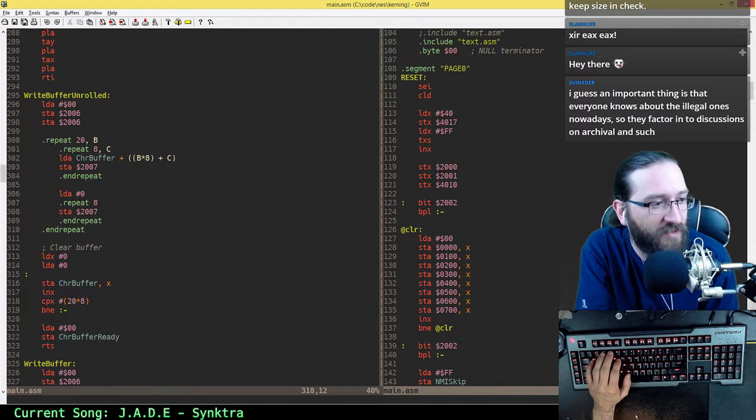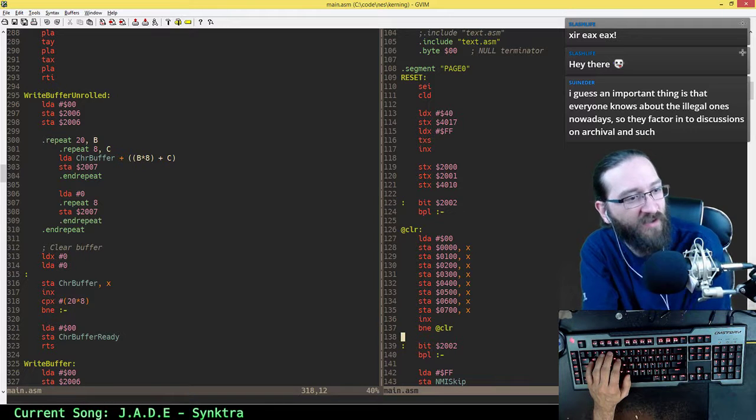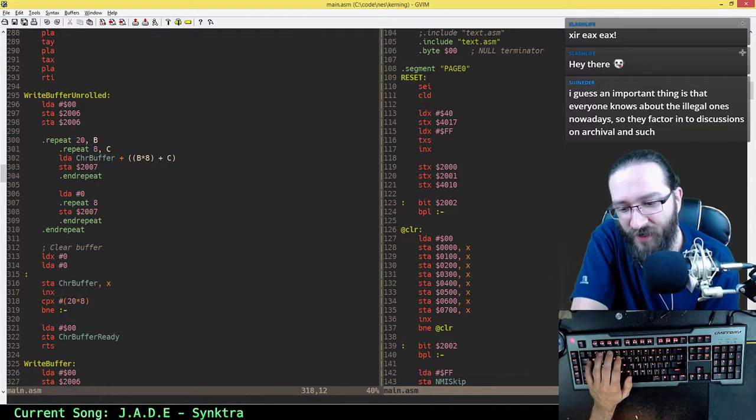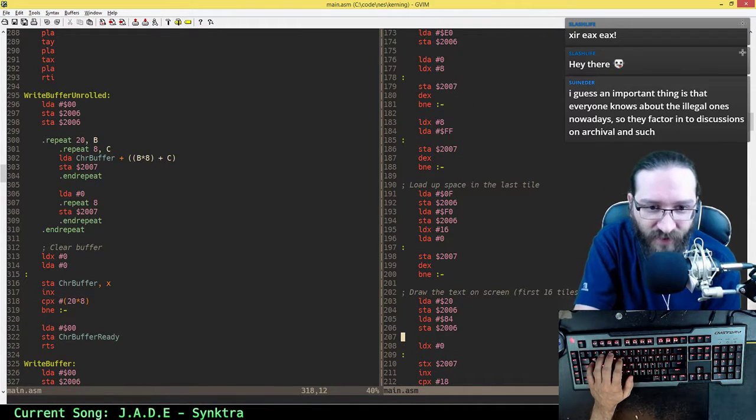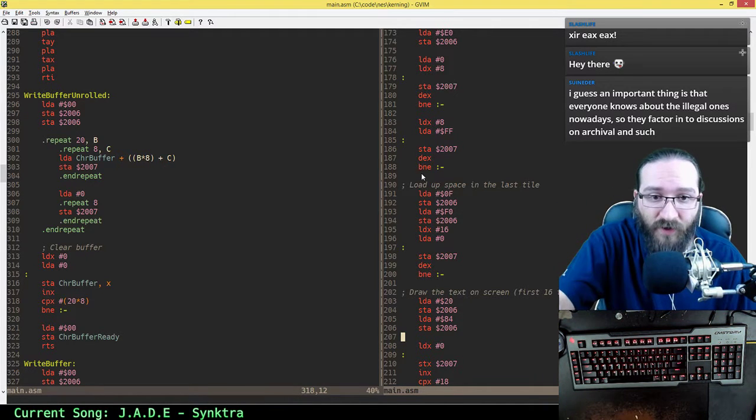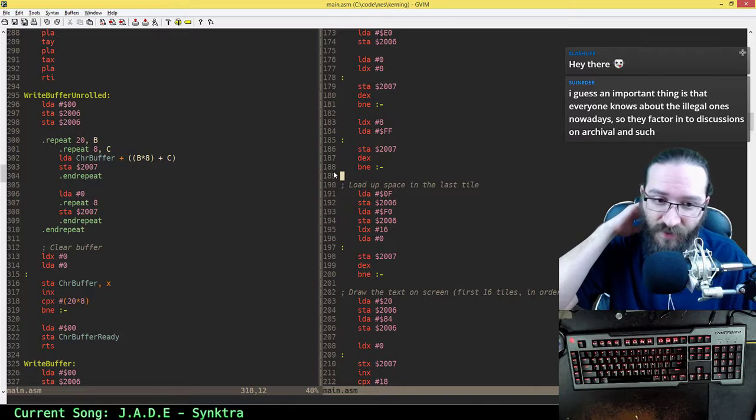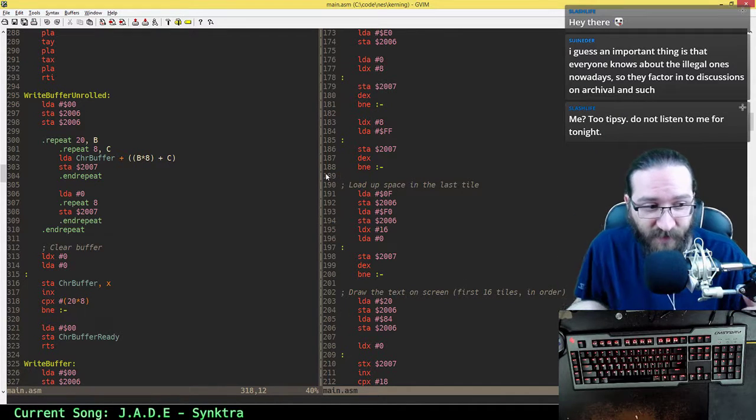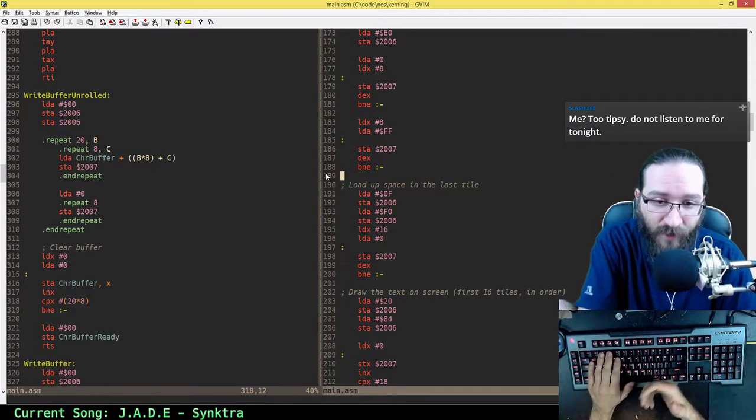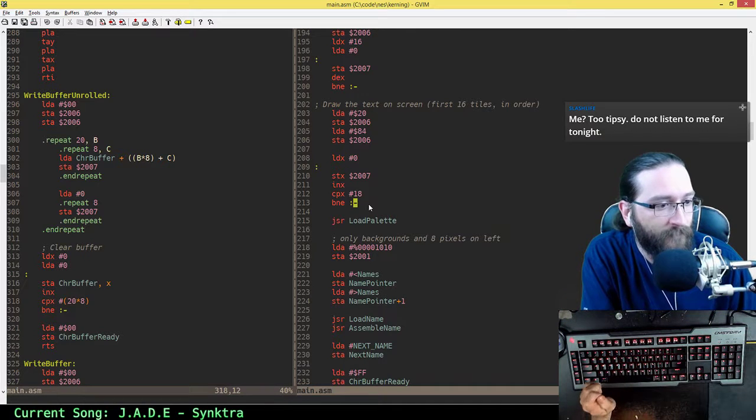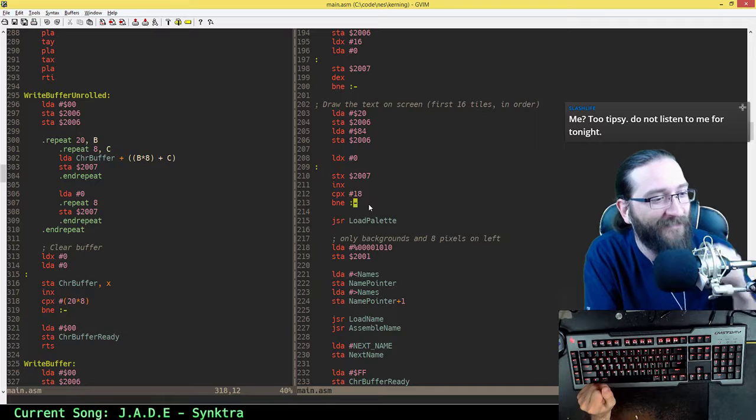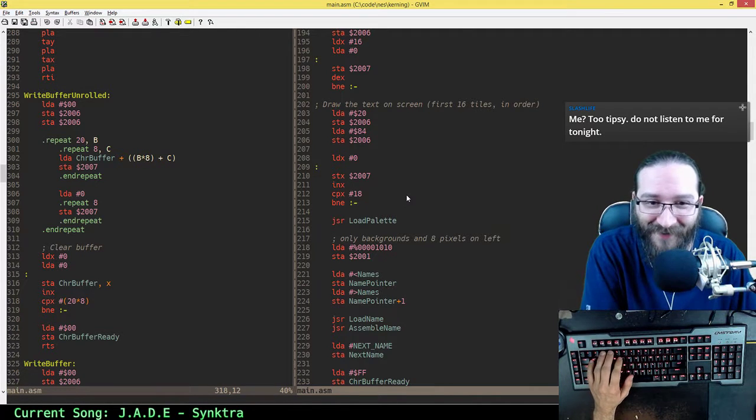You think you are losing important skills because software isn't as storage limited like back in the cartridge days? Less incentive to keep size in check. I don't know. It's different things, different problems we're solving today. I mean, it's certainly a very good exercise to write software for restricted systems. Absolutely. But it's a different problem that you're solving with this. I guess the important thing is everyone knows about the illegal ones nowadays, so they factor into discussions on archival and such. Too tipsy? Do not listen to me for tonight. I mean, all right, sure.